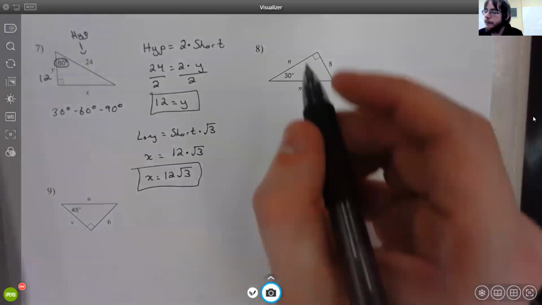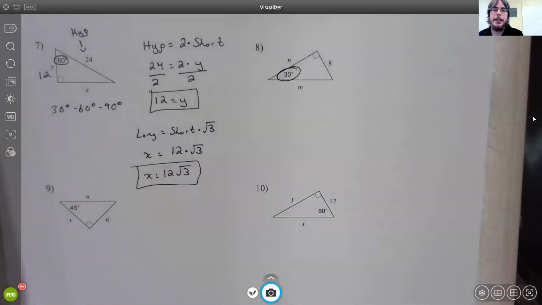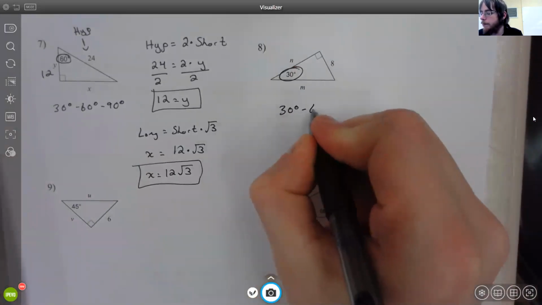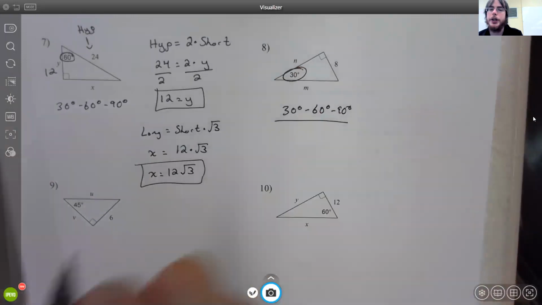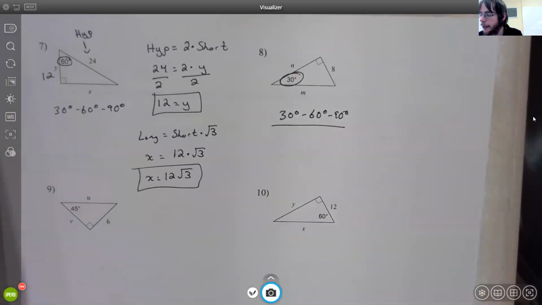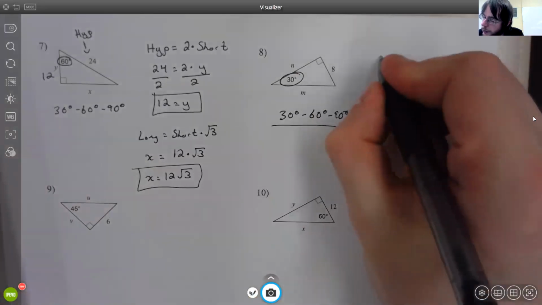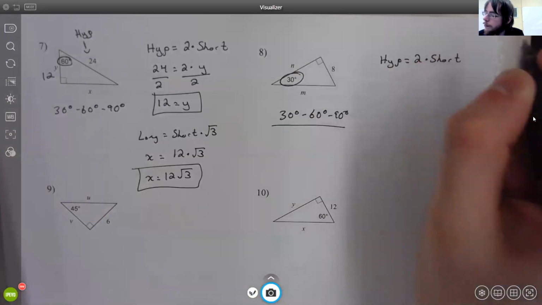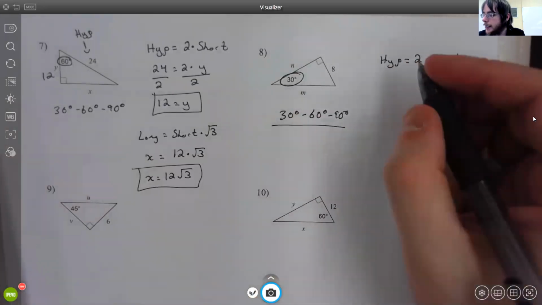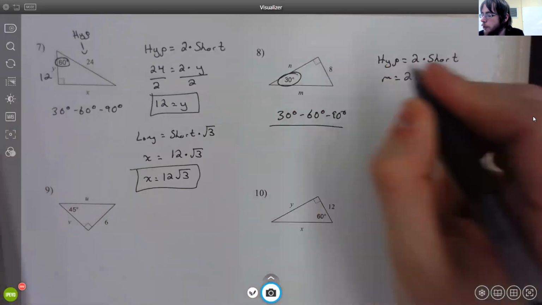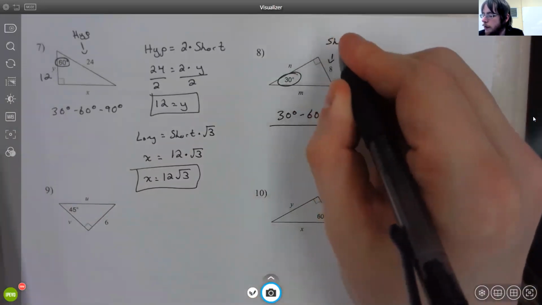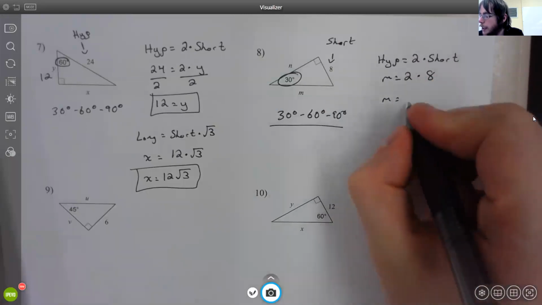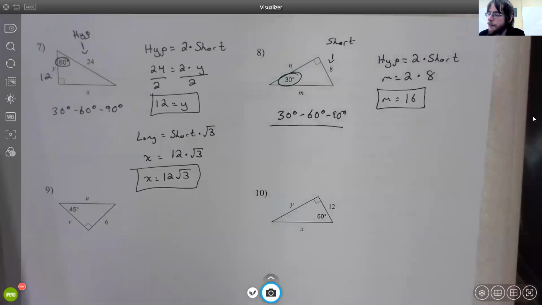Number 8, you're dealing with a 30, 60, 90 triangle. And this time you do have your short leg, so you can go ahead and find both the hypotenuse and the long leg. I'm going to start out with the hypotenuse. So the hypotenuse is always twice the length of the short leg. Your hypotenuse in this case is m, which is 2 times your short leg, and your short leg is 8. So m equals 2 times 8, which would be 16.